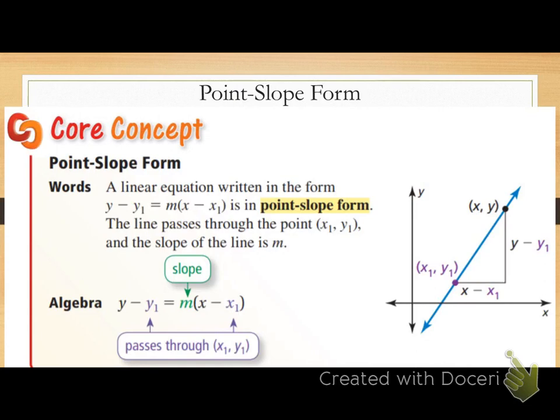Y minus y1 equals m times x minus x1. So in our formula, this y will just stay as y. This x will just stay as x. x1, y1 is the ordered pair that will be given. M is my slope that I'll be given or I'll have to find.